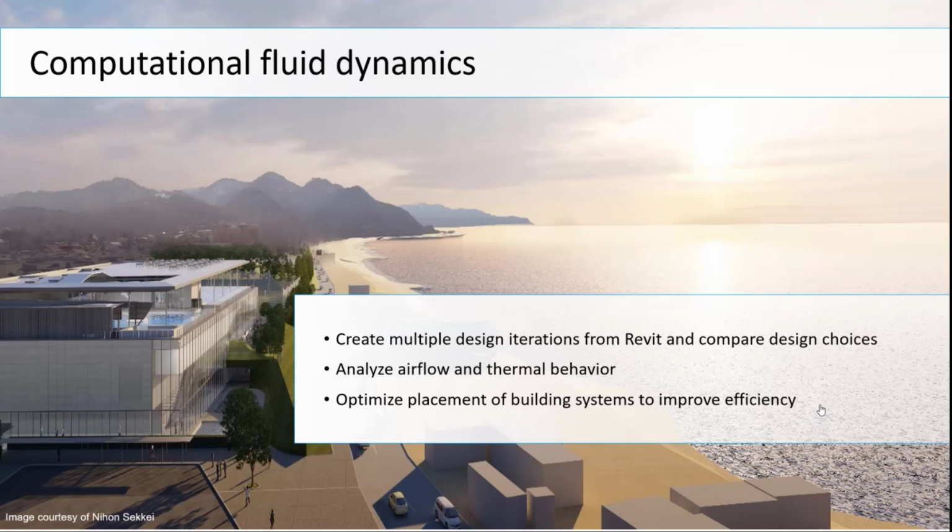And the second one is to analyze airflow and thermal behavior. Yeah, that's our main function in the software. And the last one is to optimize placement of building systems to improve efficiency. This one is important because when you are a designer or design engineer, you would like to see whether the left, the middle, or the right is the best position when you place something, and how it affects the building as much as we want, right? So we use our software to simulate many scenarios, and we can discuss and make decisions more easily.